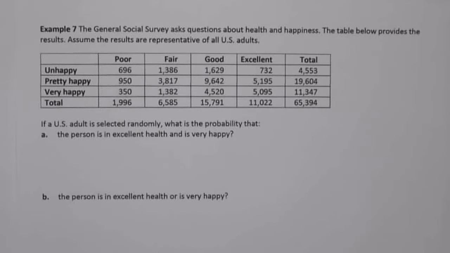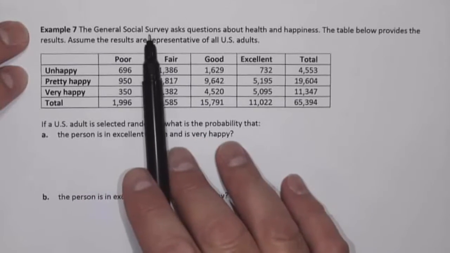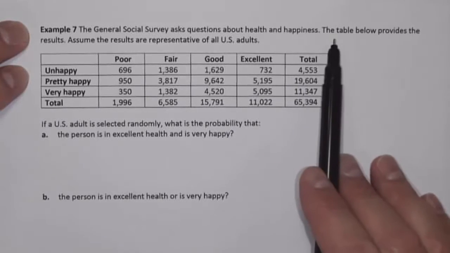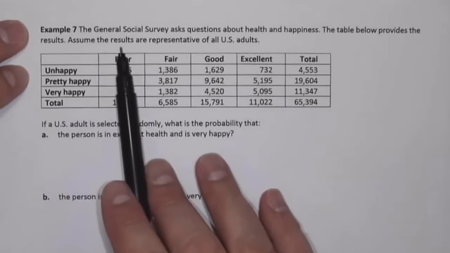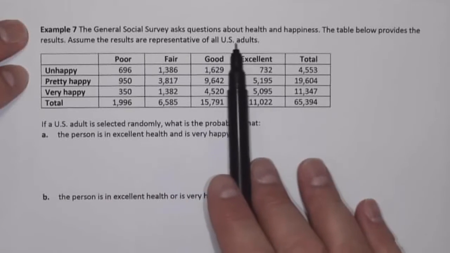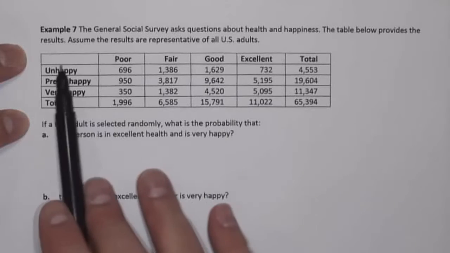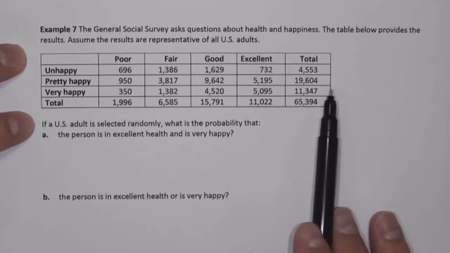So in this video, we want to look at an example. We have example 7. The General Social Survey asks questions about health and happiness. The table below provides the results. Assume the results are representative of all U.S. adults. So we have a table of information regarding health and happiness.